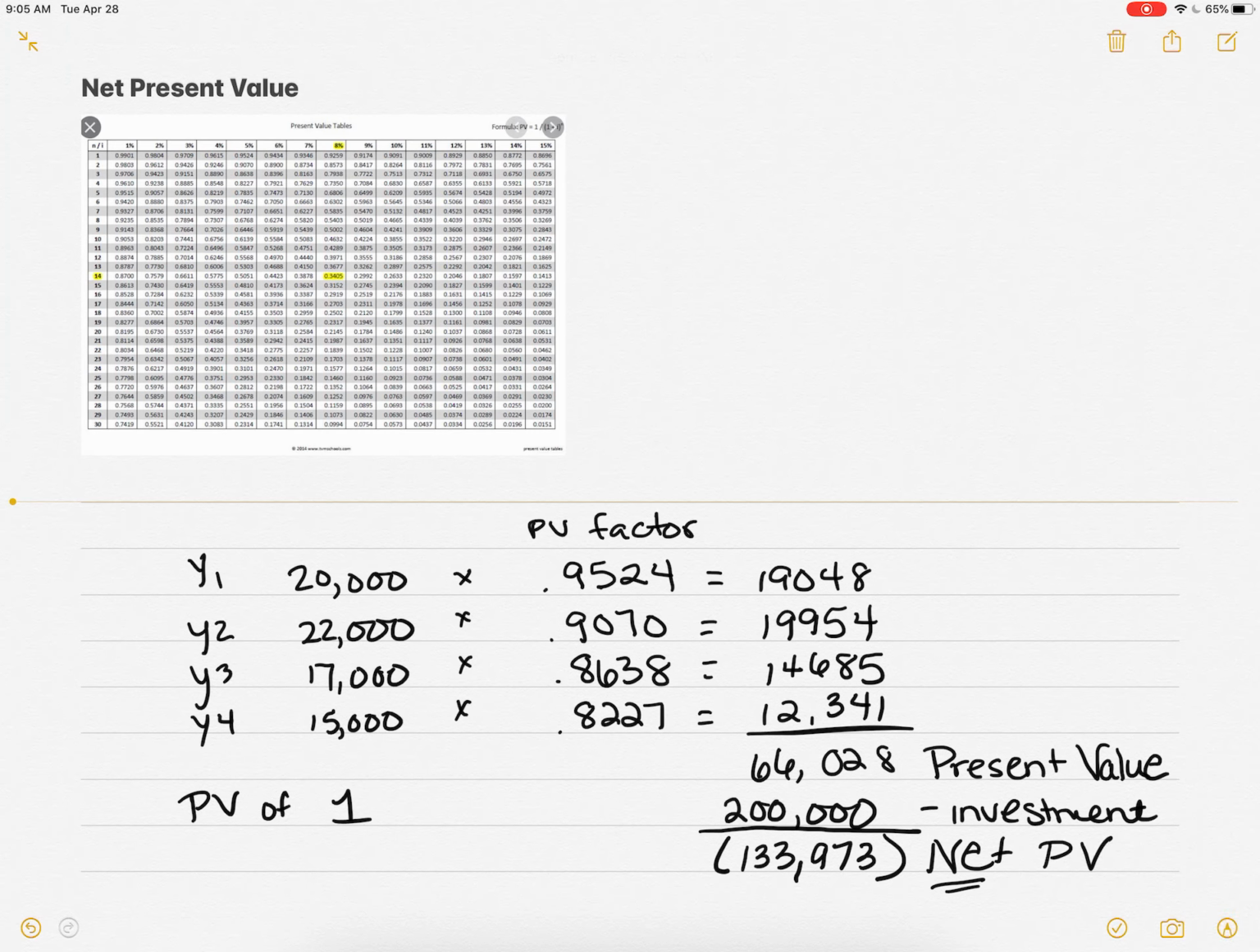Again, you want that to be positive. If it's positive or 0, you would accept that. That means you're making that minimum rate of return.